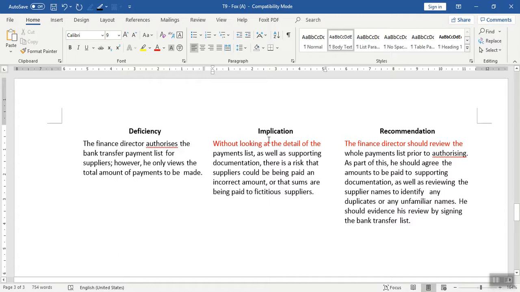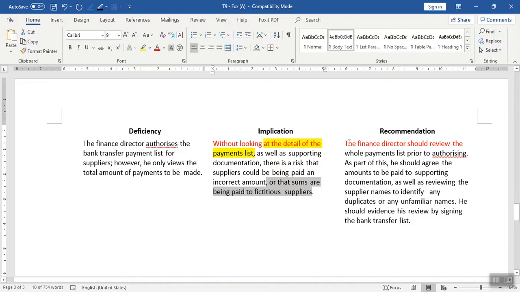Without looking at the detailed payment list, payment is very important. You have to pay the right amount because a lot of people commit fraud for payment. As well as supporting documents, there is a risk of suppliers being paid an incorrect amount, or the sum being paid to a fictitious supplier. Fictitious means fake supplier. Okay, so they say they never check in detail. Then the answer you say is that they have to check in detail.